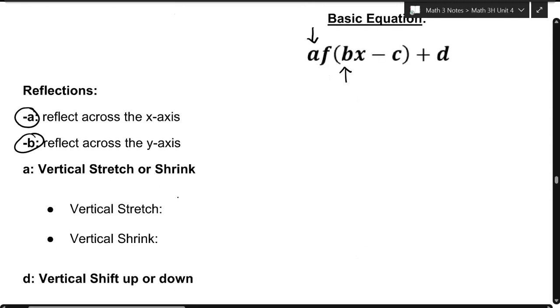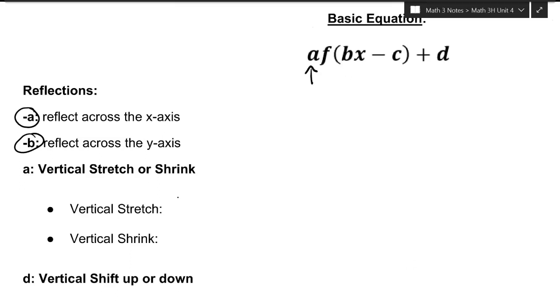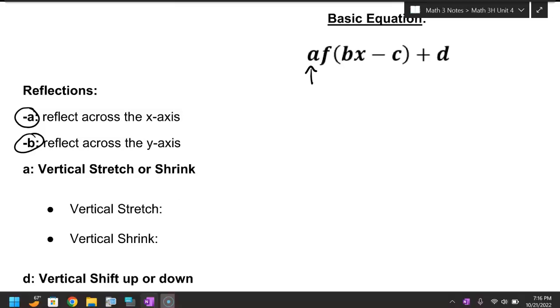Next, we have our vertical stretch and shrink. That is going to be our a value because it's outside of our f of x, so it is going to be a vertical transformation. A vertical stretch is when the absolute value of a is greater than 1, like 2, 3, 4, 5, 6, any number like that. It will only affect the y values.